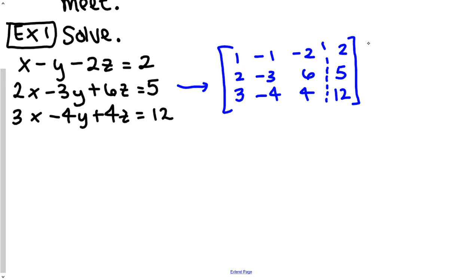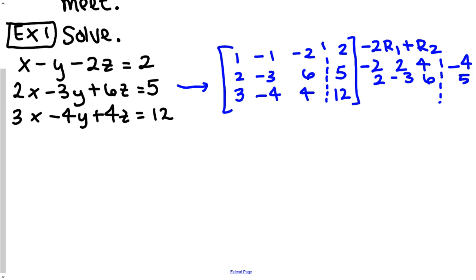In order to do that, I'm going to take row 1 and multiply it by -2, and then add it to row 2. Let's do that scratch work right here. So that would give me -2. -2 times -1 is +2. -2 times -2 is +4. And -2 times +2 will give me -4. And then I'm going to put row 2 right below it: 2, -3, 6, and 5.